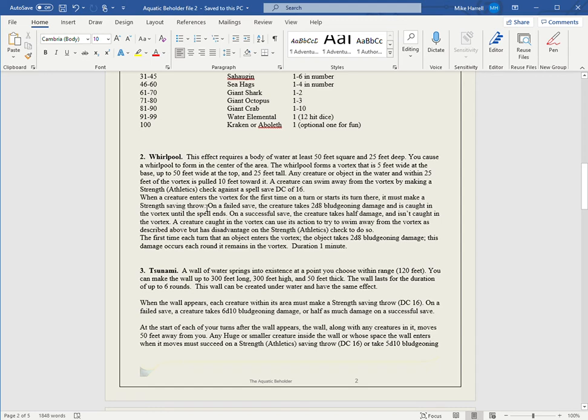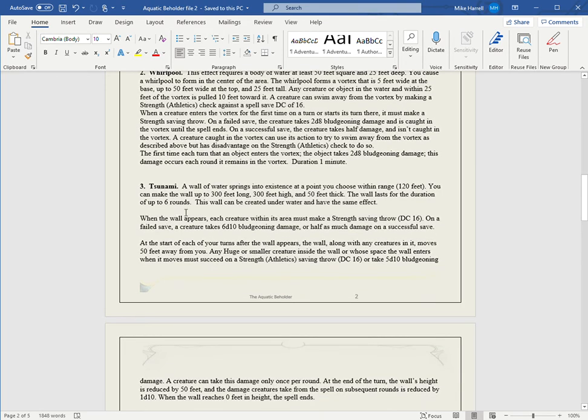When a creature enters the vortex for the first time on a turn or starts its turn there, it must make a Strength saving throw. On a failed save, the creature will take 2d8 bludgeoning damage and is caught in the vortex until the spell ends. On a successful save, the creature takes half damage and isn't caught in the vortex, so this could pull up some party members attacking. A creature caught in the vortex can use its action to try and swim away from the vortex as described above, but has disadvantage on the Athletics check now. The first time each turn that an object enters the vortex, the object takes 2d8 bludgeoning damage. This damage occurs each round that it's in the vortex, and this will last for up to 1 minute right here.